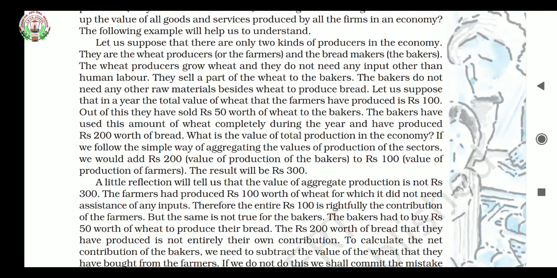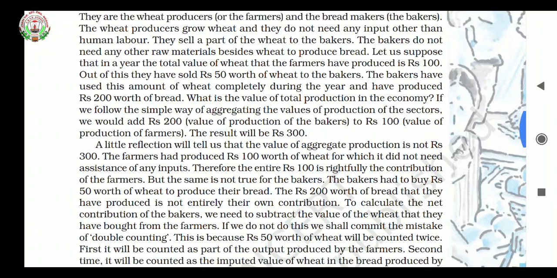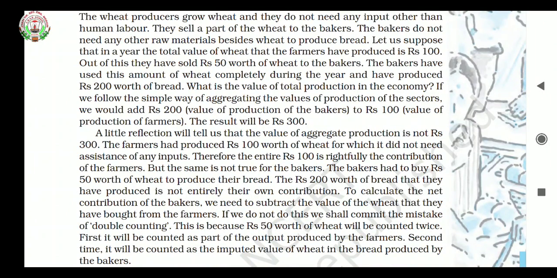What is the value of total production in the economy? If we follow the simple way of aggregating the value of production of the sectors, we would add rupees 200 value of production of the bakers to rupees 100 value of production of the farmers. The result will be rupees 300. But out of this 300, the amount of 100 is added twice. A little reflection will tell us that the value of aggregate production is not rupees 300.